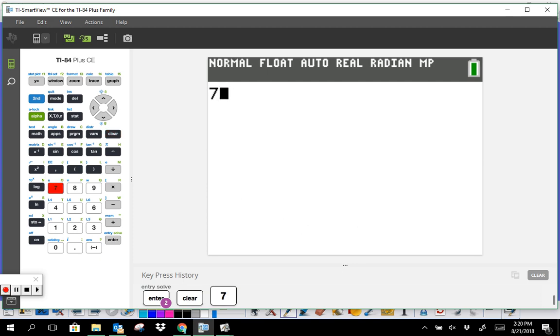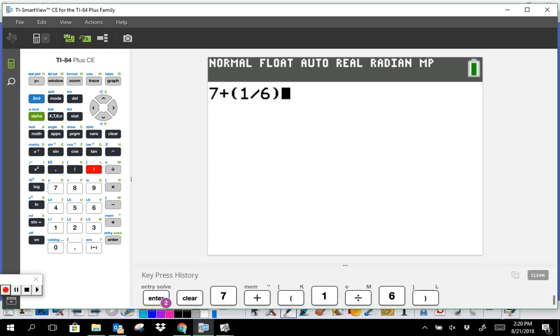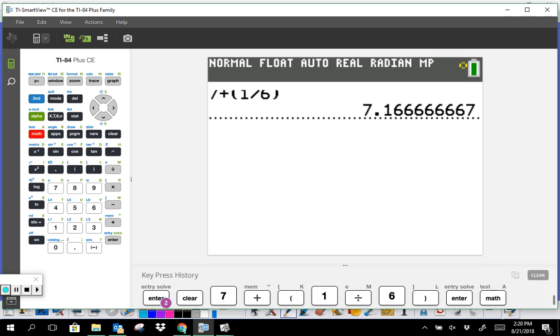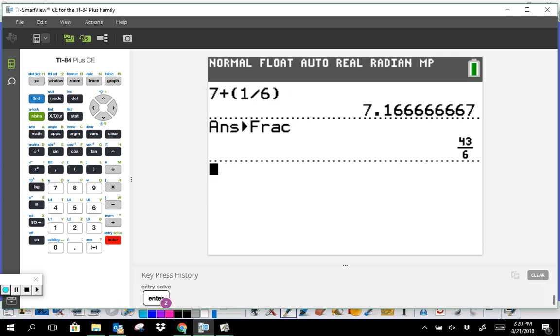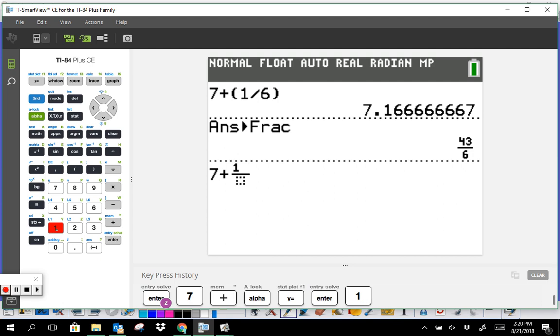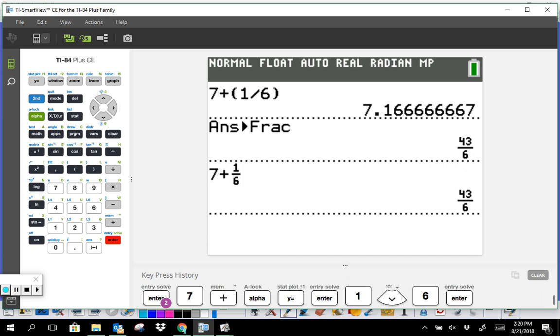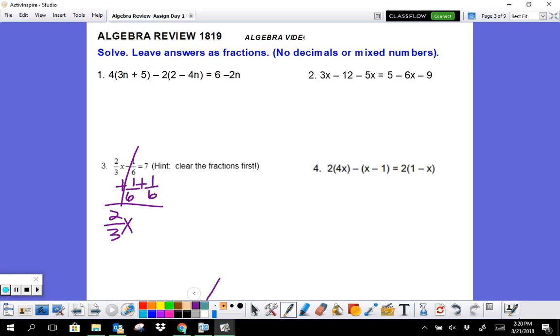So you can do 7 plus 1/6. You can either put that 1/6 in parentheses and do it this way. Make sure you get it back to a fraction. So it's 43/6. Or you can do 7 plus, and you can do alpha y equals. And you can get that fraction up. And you can do 1/6 that way. So just a little review on how to do that. And it gives you 43/6. Okay, so I have 2/3 x equals 43/6.